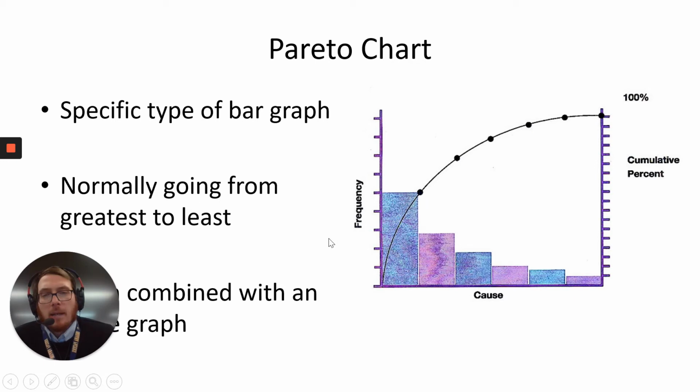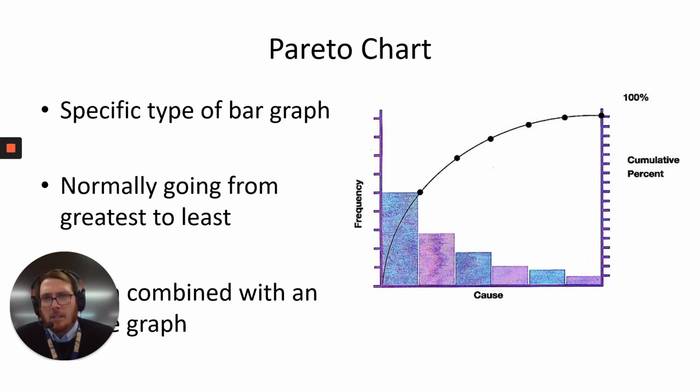It's often combined with an ogive graph. So this line right here is just cumulative as you add them up. So here's the first one, and it adds the second bar, third bar, etc., until you get to 100% at the very end. The main idea to these questions is to ensure that you are looking at the highest to lowest.